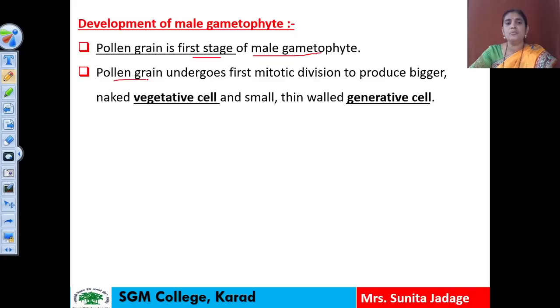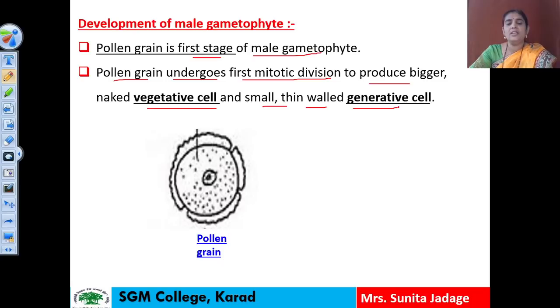Before that, the pollen grain is undergoing the first mitotic division to produce two cells. The bigger naked cell is known as a vegetative cell, and the smaller thin walled cell is called a generative cell. So first of all, the pollen grain is undergoing the first mitotic division, and there is formation of two cells. The larger cell is known as a vegetative cell and the smaller cell is known as a generative cell.